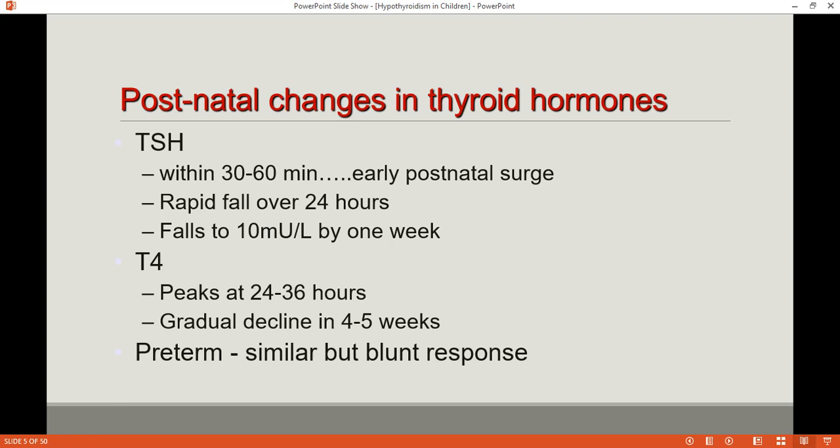In this way the T3 and T4 peak at 24 to 36 hours and gradually decline over 4 to 5 weeks. And in preterm babies there is a similar pattern, but with a blunted response. So this slide is important in this way, that we cannot do the neonatal screening on day 1. So I will tell you the ideal time for doing the neonatal screening in the further slides.